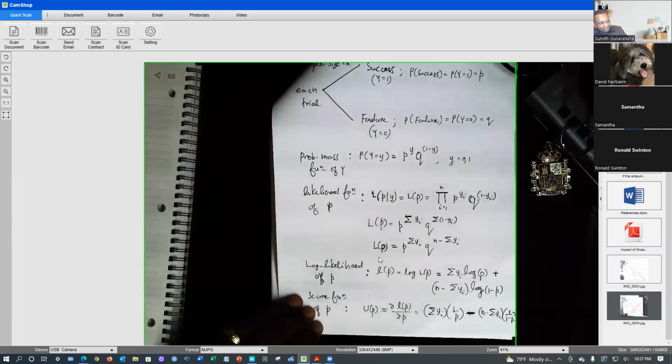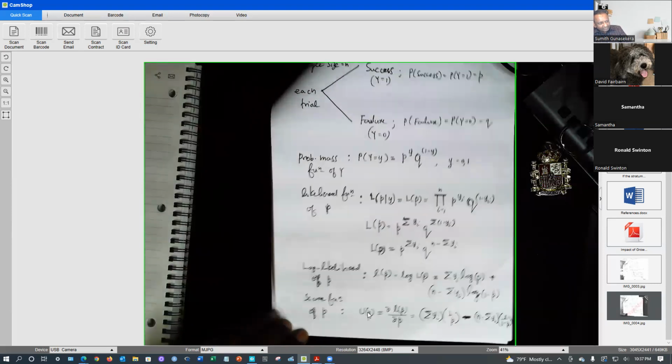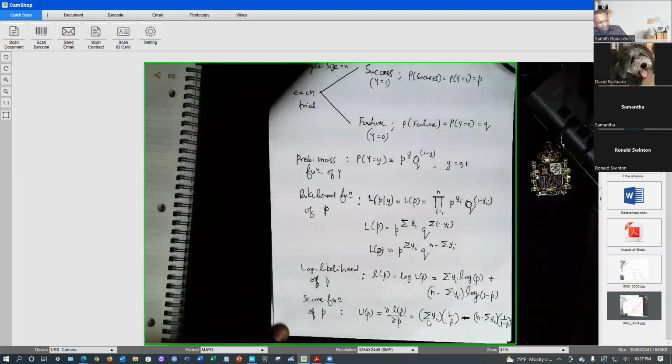Then I took the log of that. When you take the log, the sigma y part comes to the front, and then log p. Then I take the first derivative, the partial derivative with respect to the probability, which is called the score function.